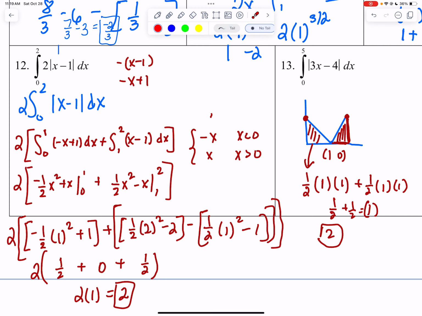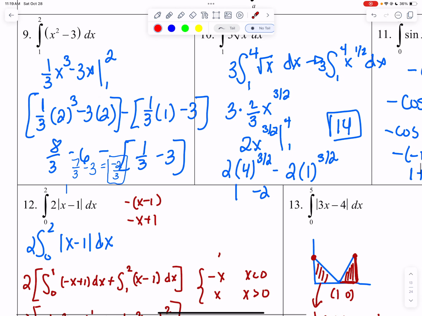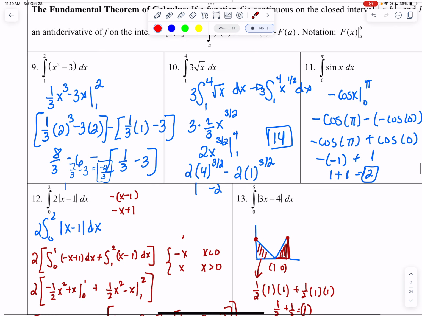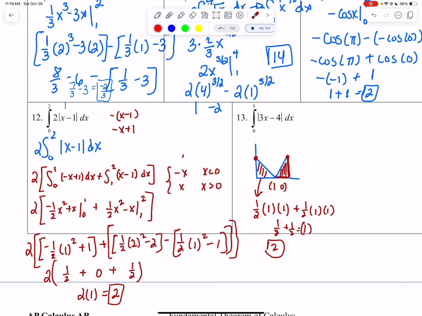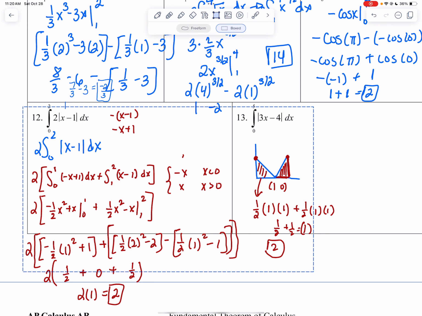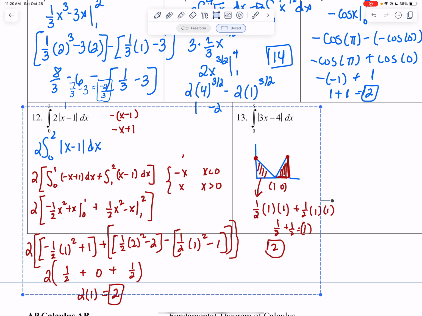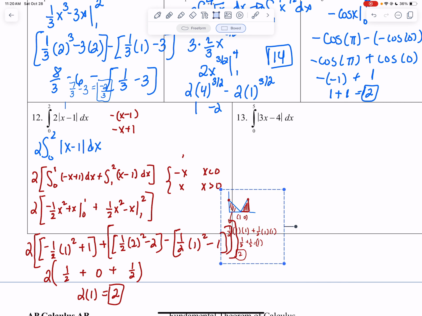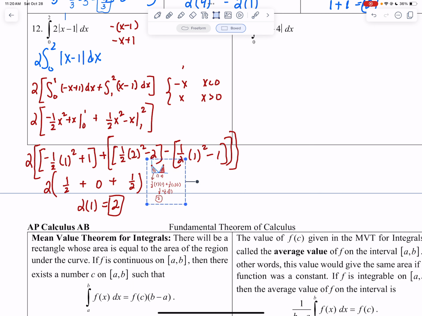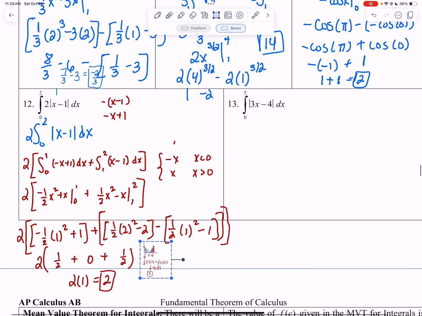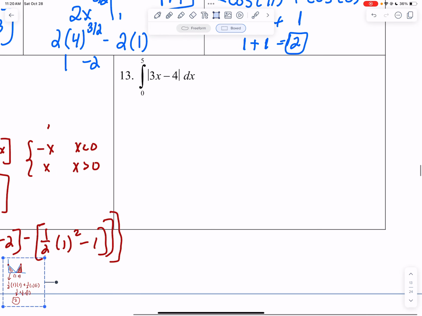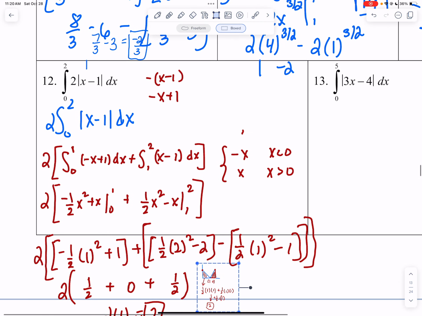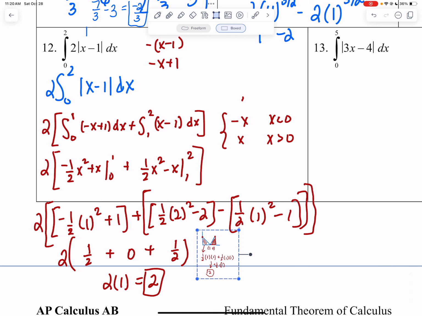However, you will probably be expected to do something using the fundamental theorem of calculus in terms of these problems. So let's say 9, 10, and 11. Whereas for 12 and 13, it's probably better if you were to just use geometry. And for 13, I am going to be using geometry just because this was definitely a mess.